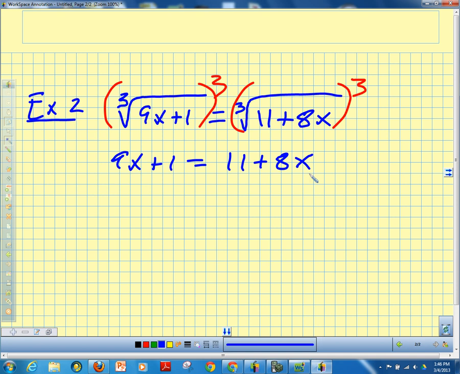And no problem. So then again, it's a little more difficult algebra problem, but not that much more. So we're going to subtract 8x and subtract 11 from both sides.